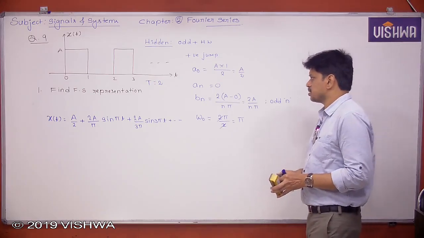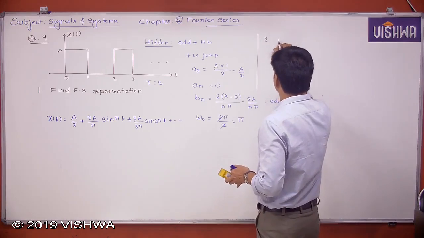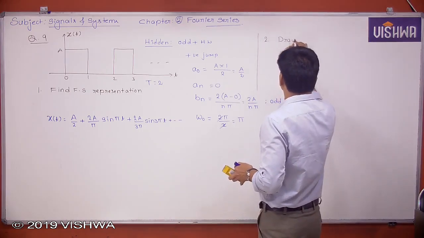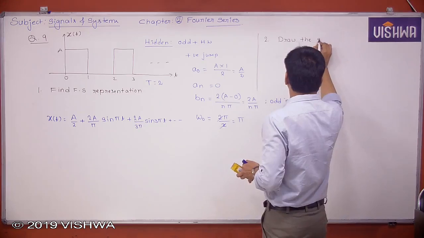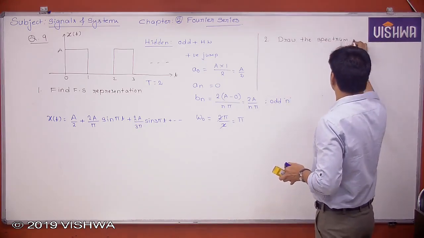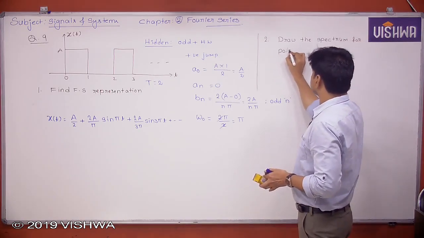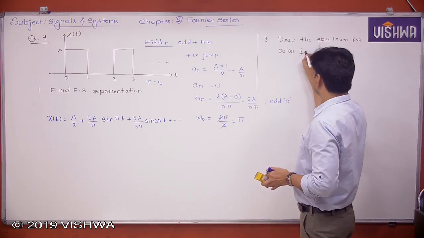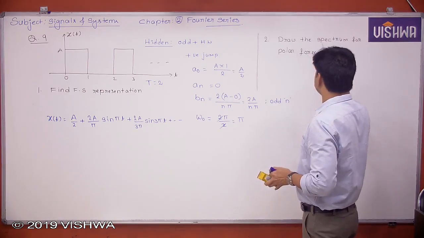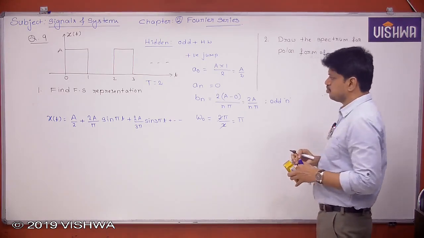Second question: draw the spectrum for the polar form of Fourier series.